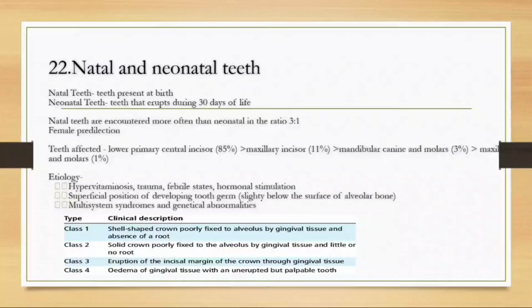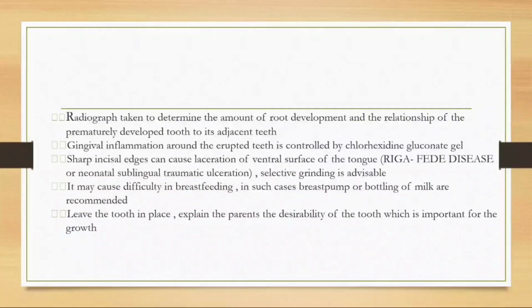There is a classification for these teeth: class 1, class 2, class 3 and class 4. Class 1 is a shell-shaped crown poorly fixed to the alveolus by gingival tissue, with no root. In class 2, solid crown and little or no root. Class 3, eruption of the incisal margin of the crown through gingival tissue. Class 4, edema of gingival tissue with an unerupted but palpable tooth.